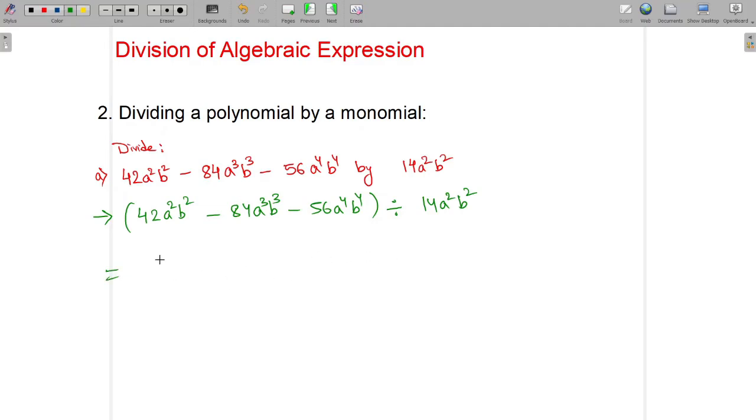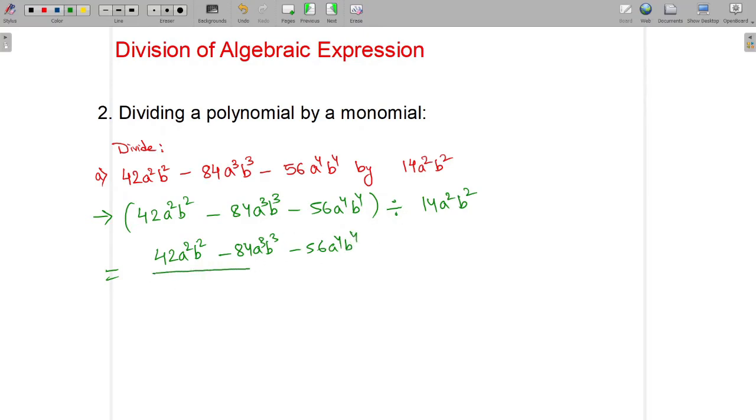So how will we write this? Now see, while dividing a polynomial by a monomial, each and every term of the polynomial, you have to understand properly. There are three terms in this polynomial. There can be two, there can be more than three. Okay, so each and every term of the polynomial will get divided by the monomial. Okay, first see, this is the polynomial.